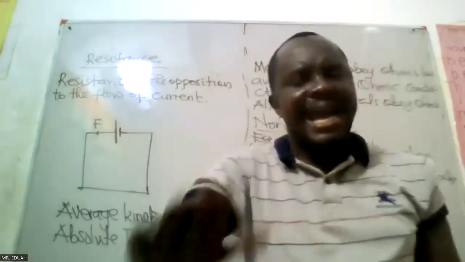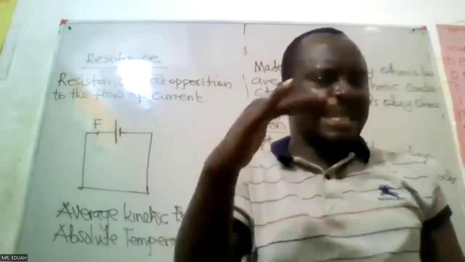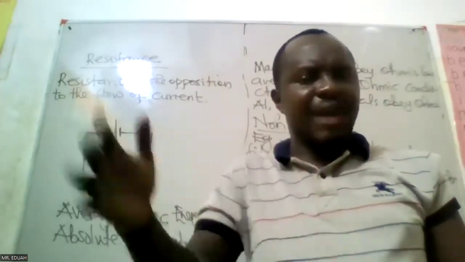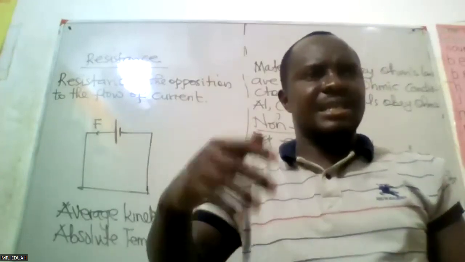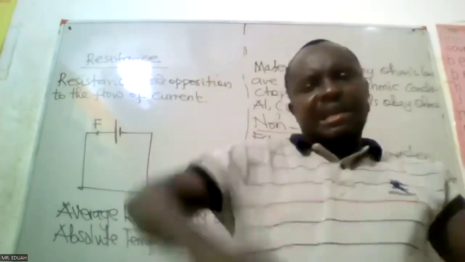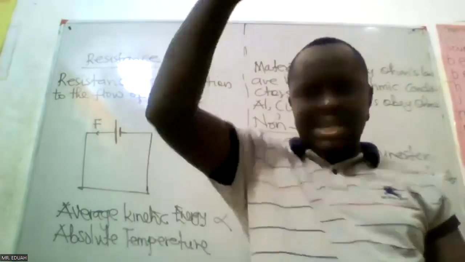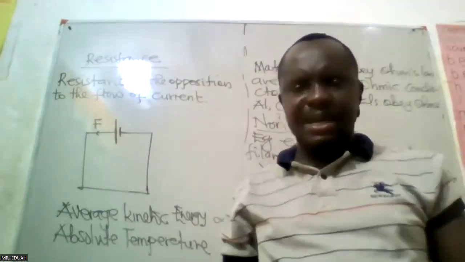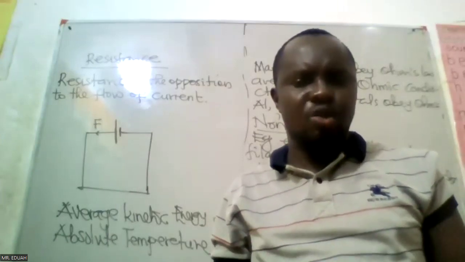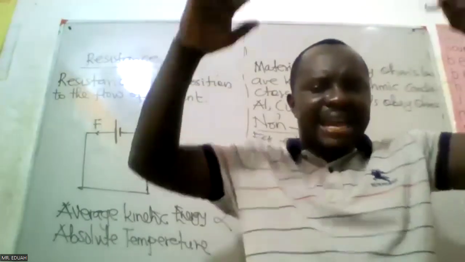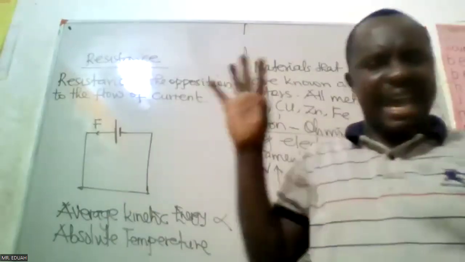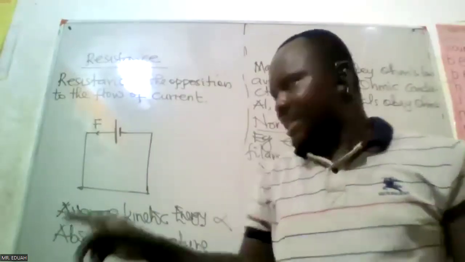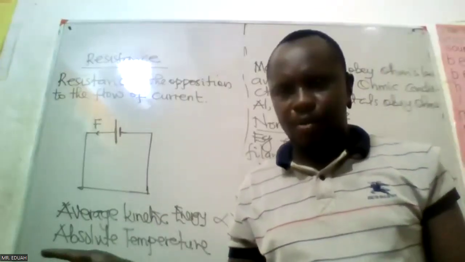Now, when the temperature is not constant and it is varying, rising or decreasing, it means the kinetic energy would also be greater and then decrease with time. So if the temperature doesn't stay constant, it will affect the current flow.